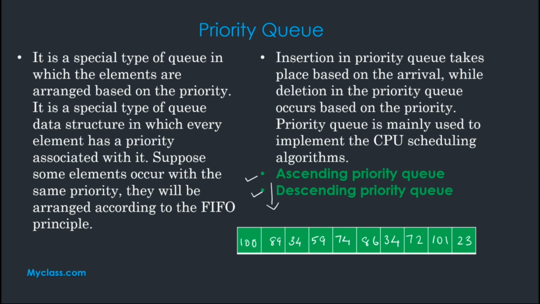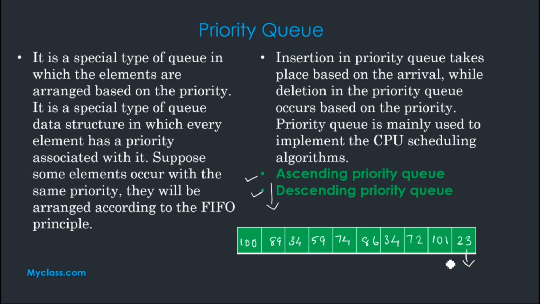Okay, so first we are explaining the ascending priority queue. In an ascending priority queue, the priority is based on the value. The element with the lowest value has the highest priority. Okay, so deletion only occurs according to our priority. So in the ascending priority queue, the lowest value is 23. Okay, 23 has the higher priority. So in the case of deletion, we can only delete 23 first.